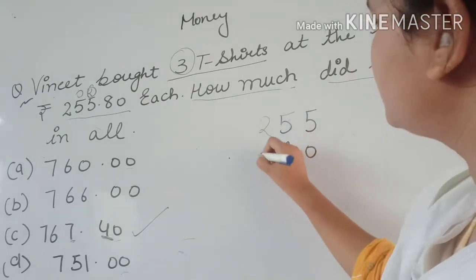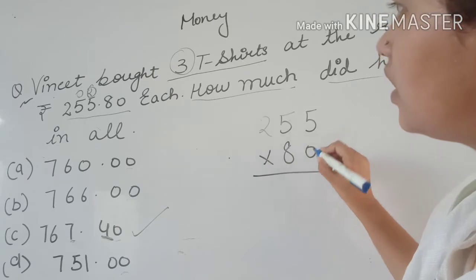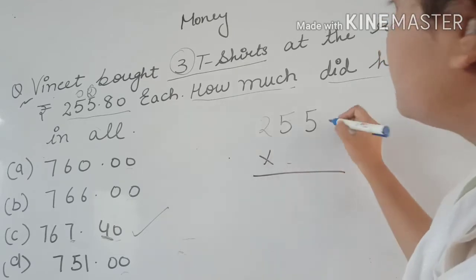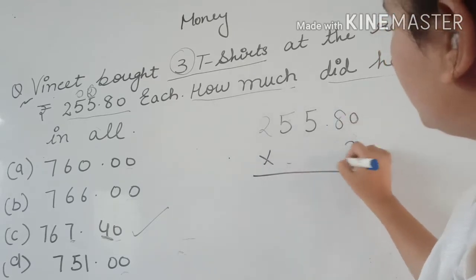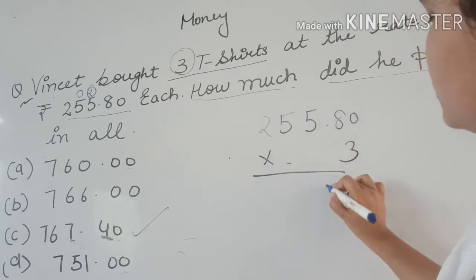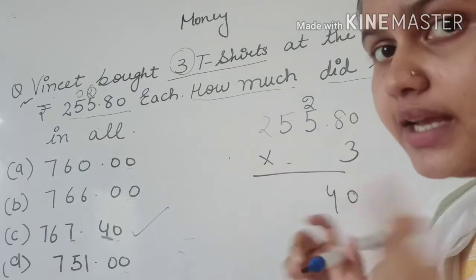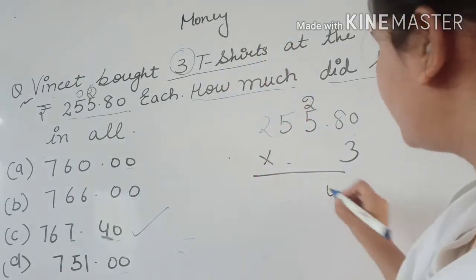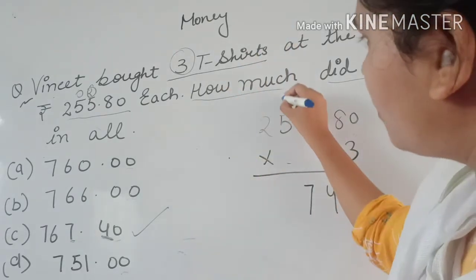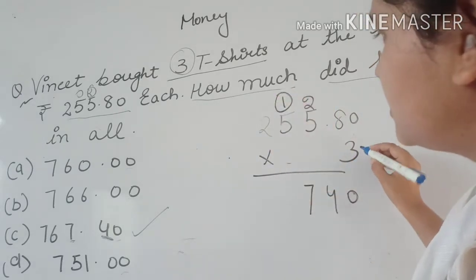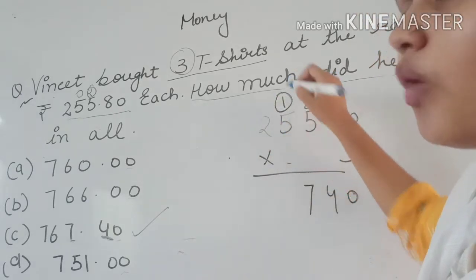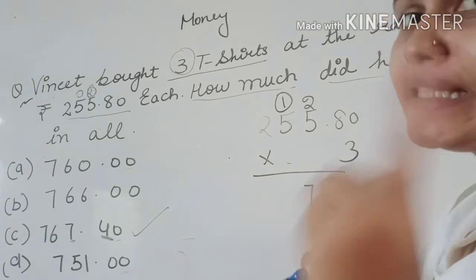Here is 80. Let's take a multiplication. Here will be 80 and here will be 3. 3 times 0 is 0, 3 times 8 is 24, 2 will be here. 3 times 5 is 15, 15 and 2 becomes 17, 7 will be here, 1 goes to carry to the other number.